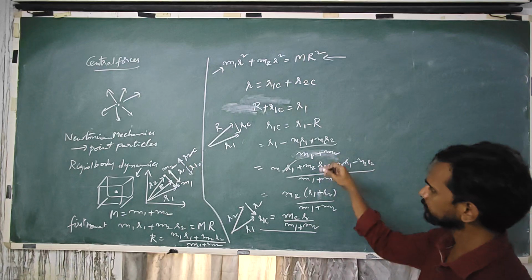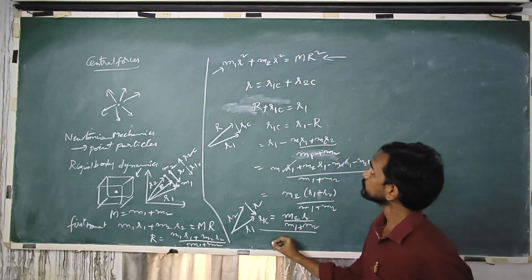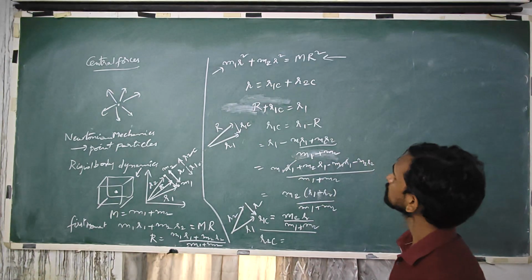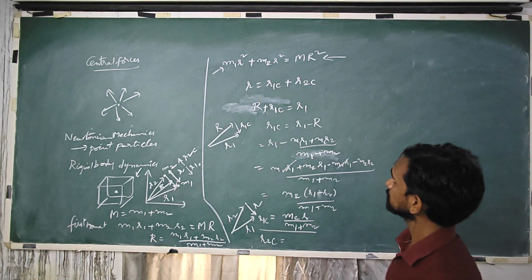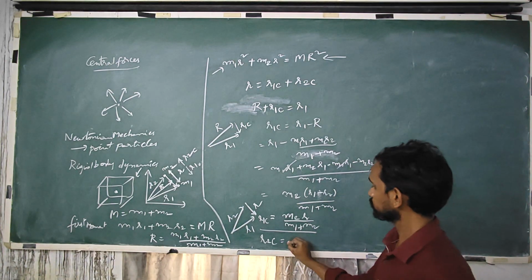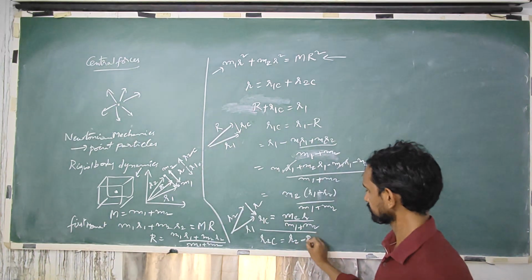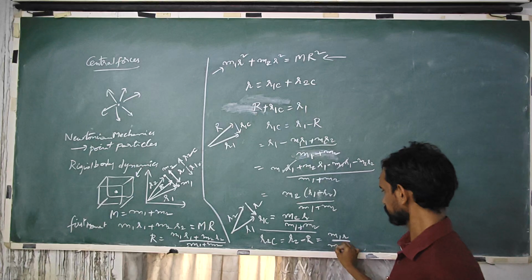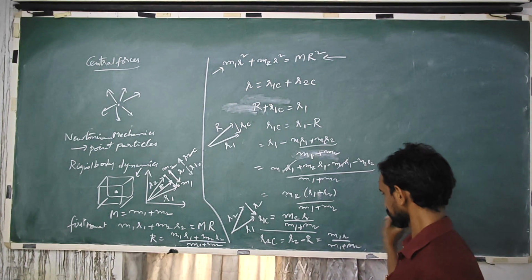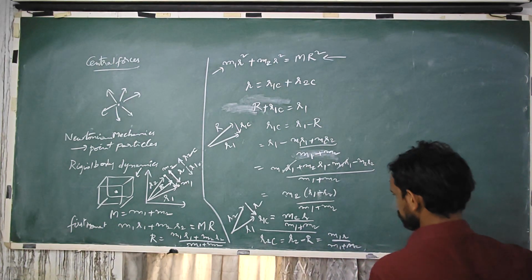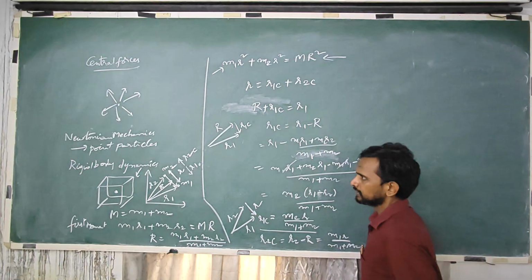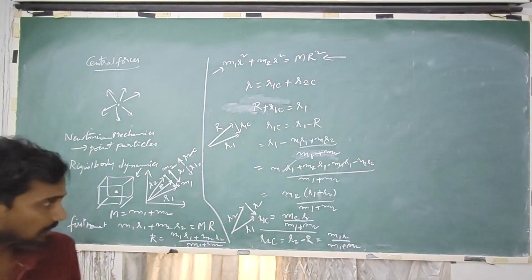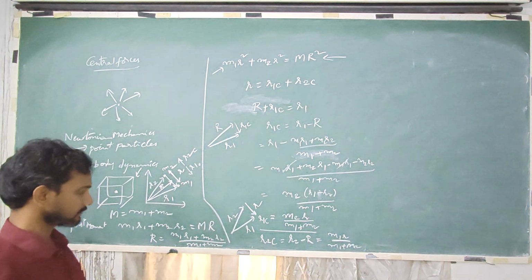The same way, if you continue, R2C is R2 minus R, which is M1R by M1 plus M2. So that is the distance of the second object from the center of mass.